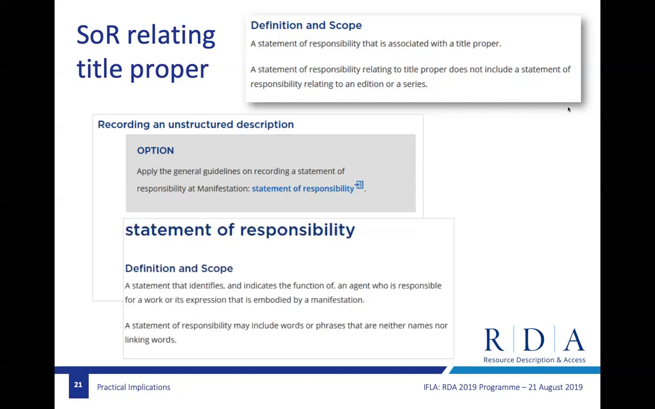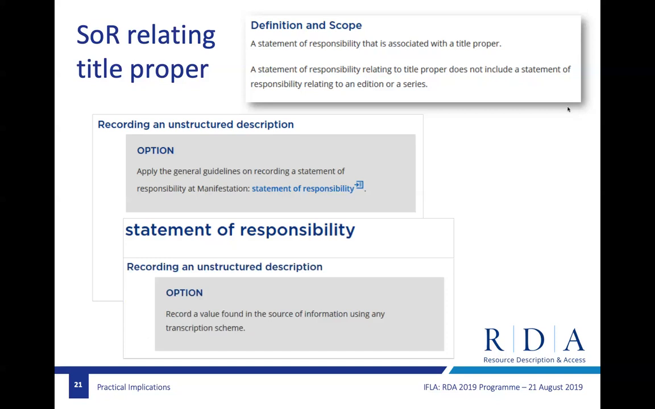Well, the statement of responsibility definition and scope is a statement that identifies and indicates the function of an agent who is responsible for a work or its expression that is embodied by a manifestation. A statement of responsibility may include words or phrases that are neither names nor linking words. When recording an unstructured description, I record a value found in the source of information using any transcription scheme. A reminder, I'm using the normalized transcription scheme, so my result is John Palfrey.